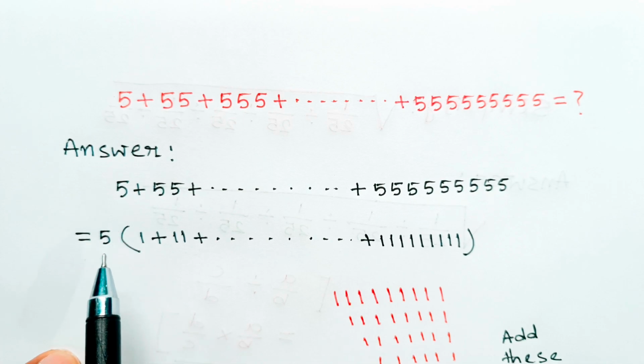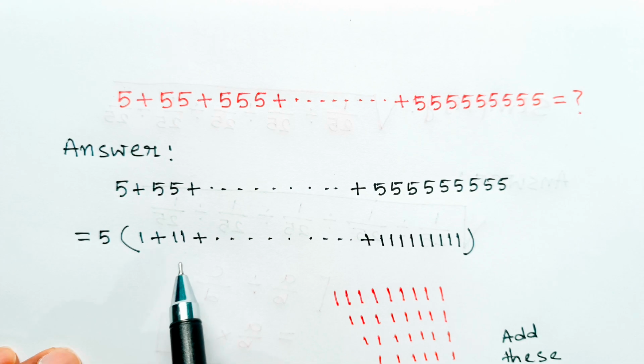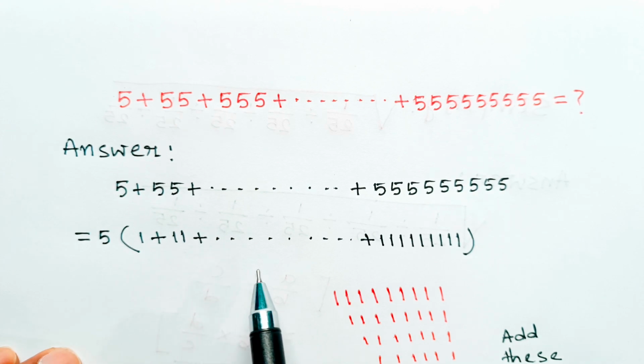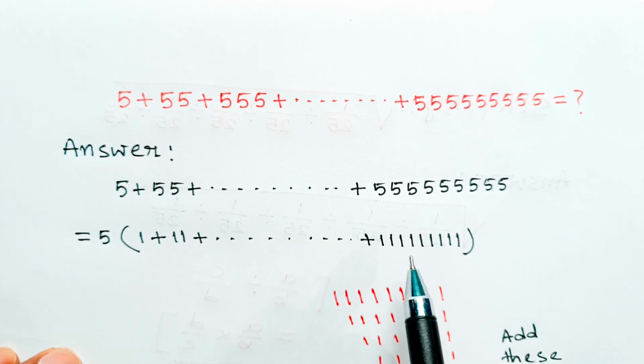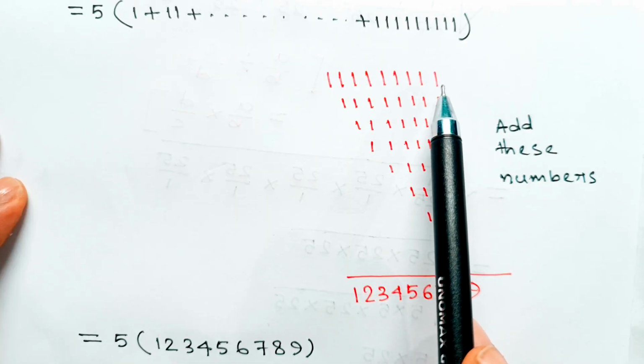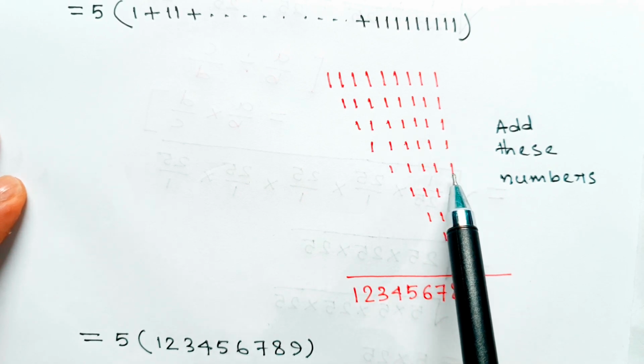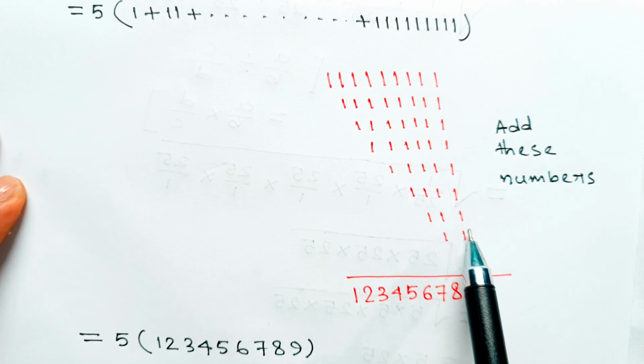have 5 common. So 5 common, 5 into (1 plus 11 plus, and it goes all the way to the 9-digit of 1s): 9 digits of 1, 8 digits of 1, 7 digits of 1, 6 digits of 1, 5 digits of 1, 4 digits of 1, 3 digits of 1, 2 digits of 1.